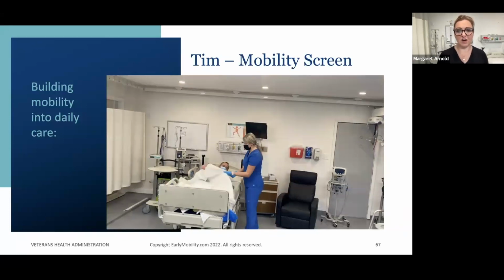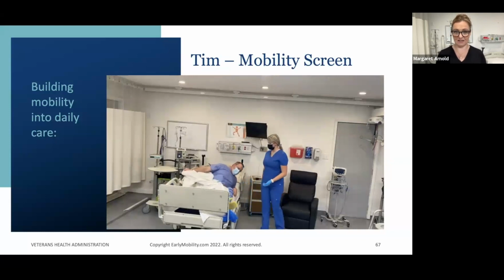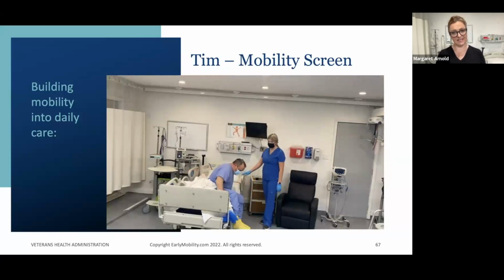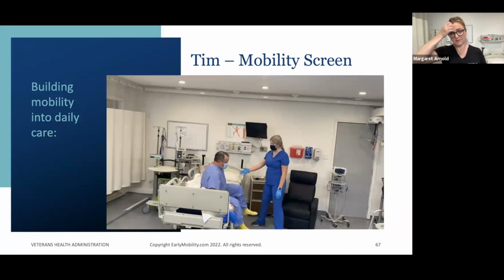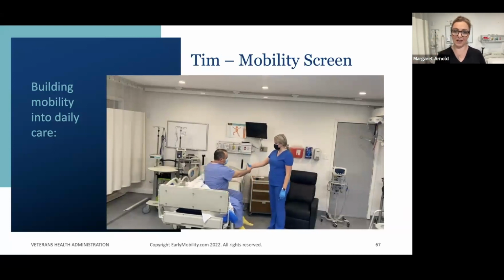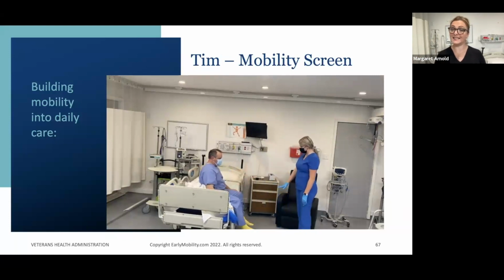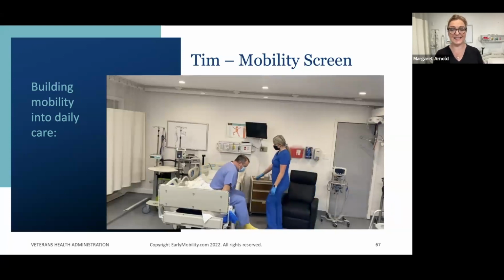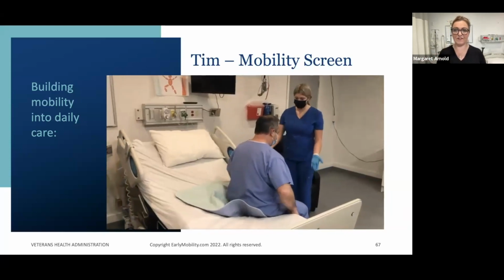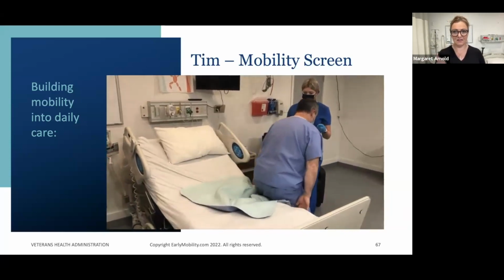Let's look first of all at doing the mobility screen. Can Tim sit up by himself? Can he shake your hand across midline? Absolutely. Can he stretch and point his legs? Let's have a look. He's got good strength on his right leg, good strength on his left leg. He's past level 2. Next step is, can he stand and can he maintain it for 5 seconds?